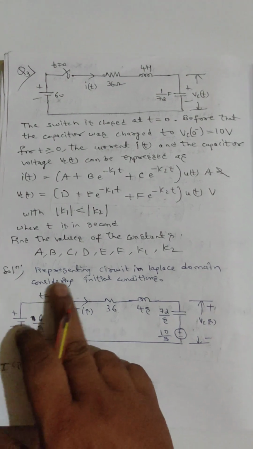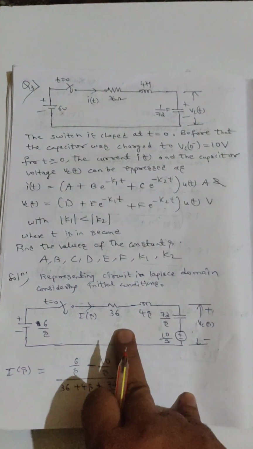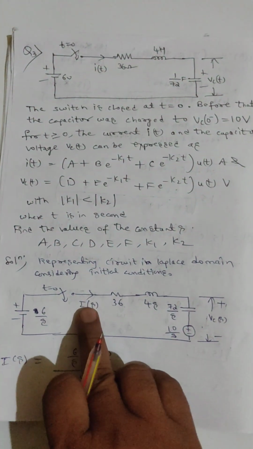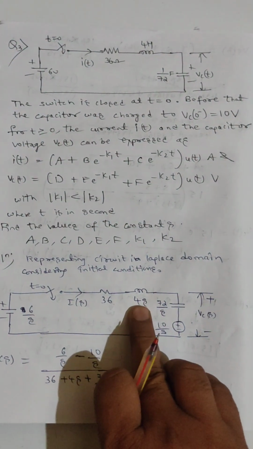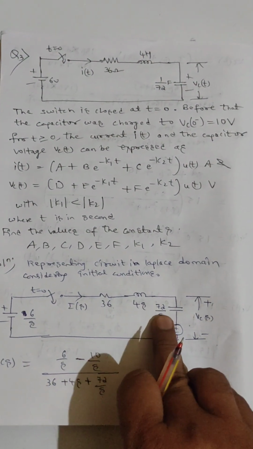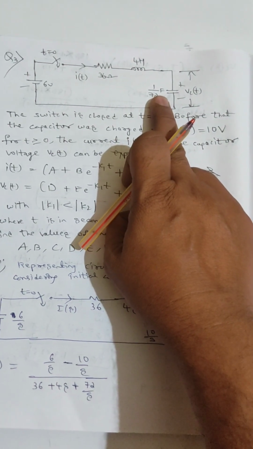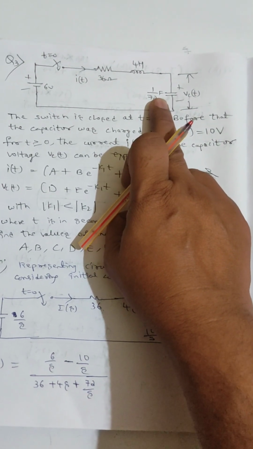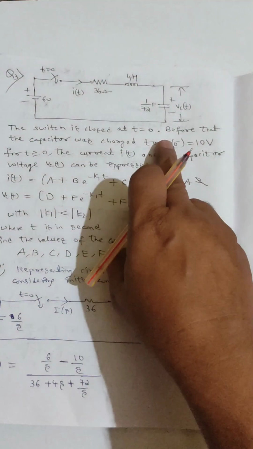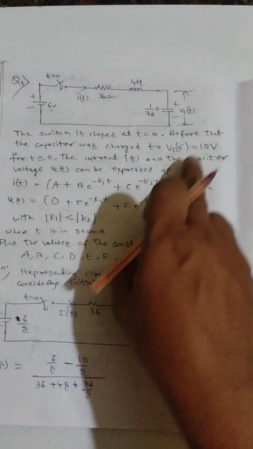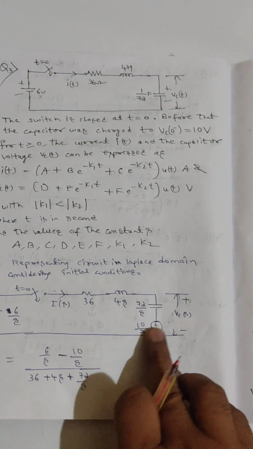Okay. So the first step, again the same thing, is representing the entire circuit in the Laplace domain. The source is 6 by s, the current is I of s, the resistor is 36, the inductor is 4s, and the capacitor is 1 by 72 farad. In the Laplace domain it is 1 by sC, where C is 1 by 72, so it becomes 72 by s. And they have given the initial voltage before the switch was closed. Before closing the switch the capacitor was charged with 10 volts, so I represent it with a voltage source.